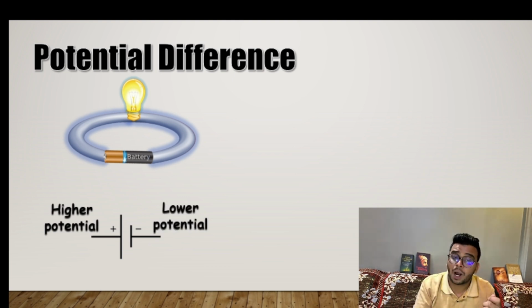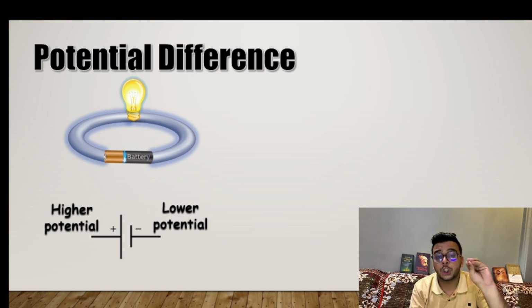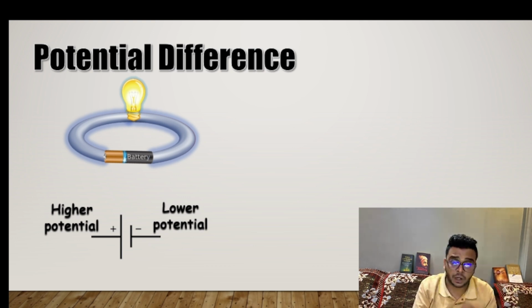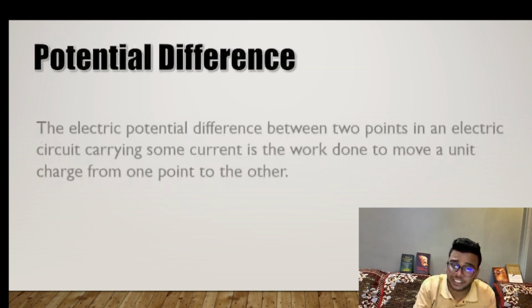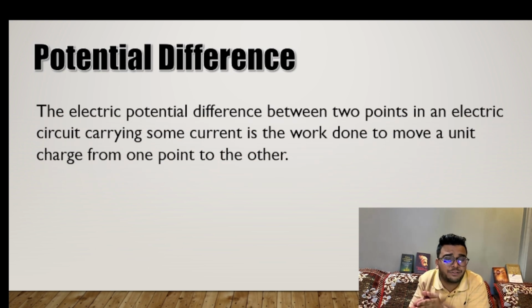That is why we say current flows from positive to negative, or we can also say from higher potential to lower potential. Now, to define potential difference, we say that the electric potential difference between two points in an electric circuit carrying some current is the work done to move a unit charge from one point to the other. Now, the important terms over here are work done and the charge.